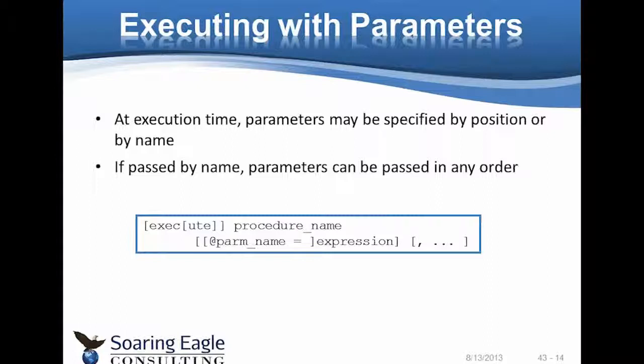Now, at execution time, parameters can be specified positionally or by name. If they're passed by name, they can be passed in any order, and you can exclude some. If you're passing them positionally, you can't exclude any. They've all got to be there, and if any are missing at the tail end, they're going to be assumed to be null. Syntax looks like this. Exec or execute, name of the procedure. Now we start passing in the parameter names. At parm name equals, specify the expression.